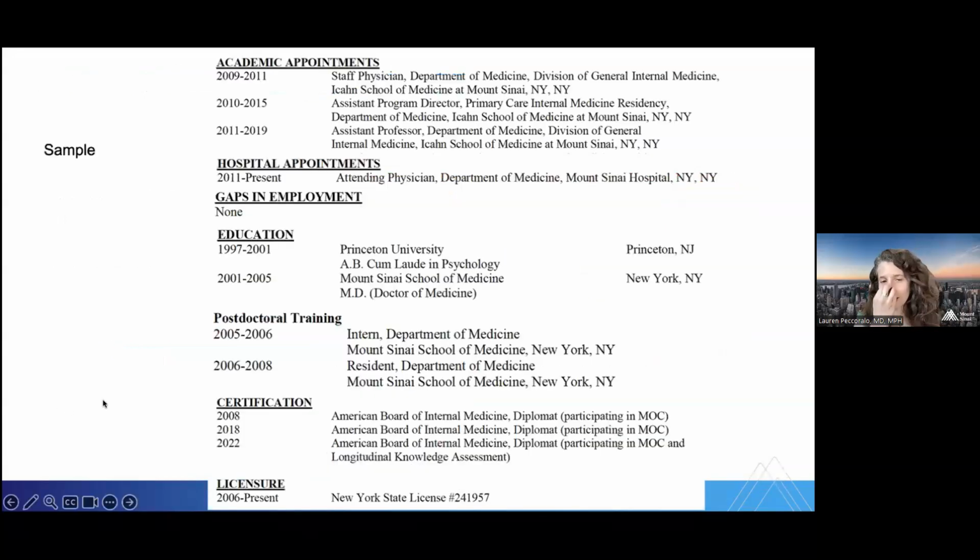What I'm going to do here is try to show what the actual template looks like, and then just some excerpts of my CV, so you can get a sense of what should be in what. Okay, so you can see here academic appointments. I'm pretty sure those are all more than 5 years ago, so those are in year format. And then you have hospital appointments, no gaps in employment. There's my education. Postdoctoral training goes under education. And then certification and licensure.